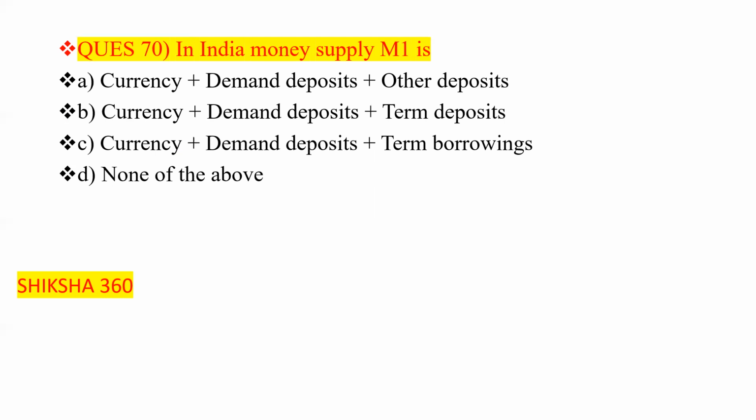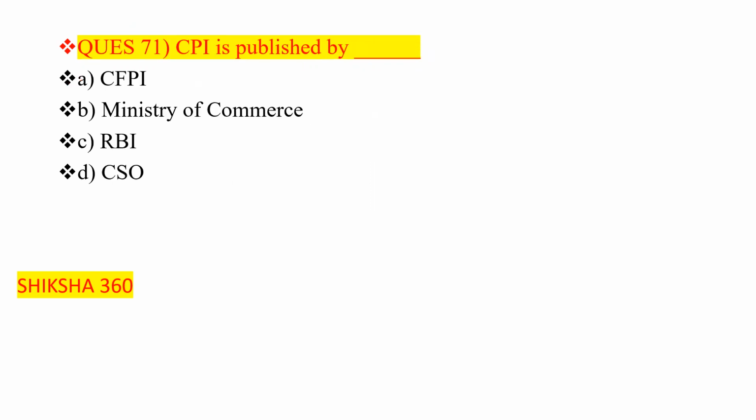So what is the correct answer? In India, money supply M1 is equal to currency plus demand deposits plus other deposits. So option A is the answer, that is currency plus demand deposits plus other deposits. Option A is the correct answer. Now move to the next question.